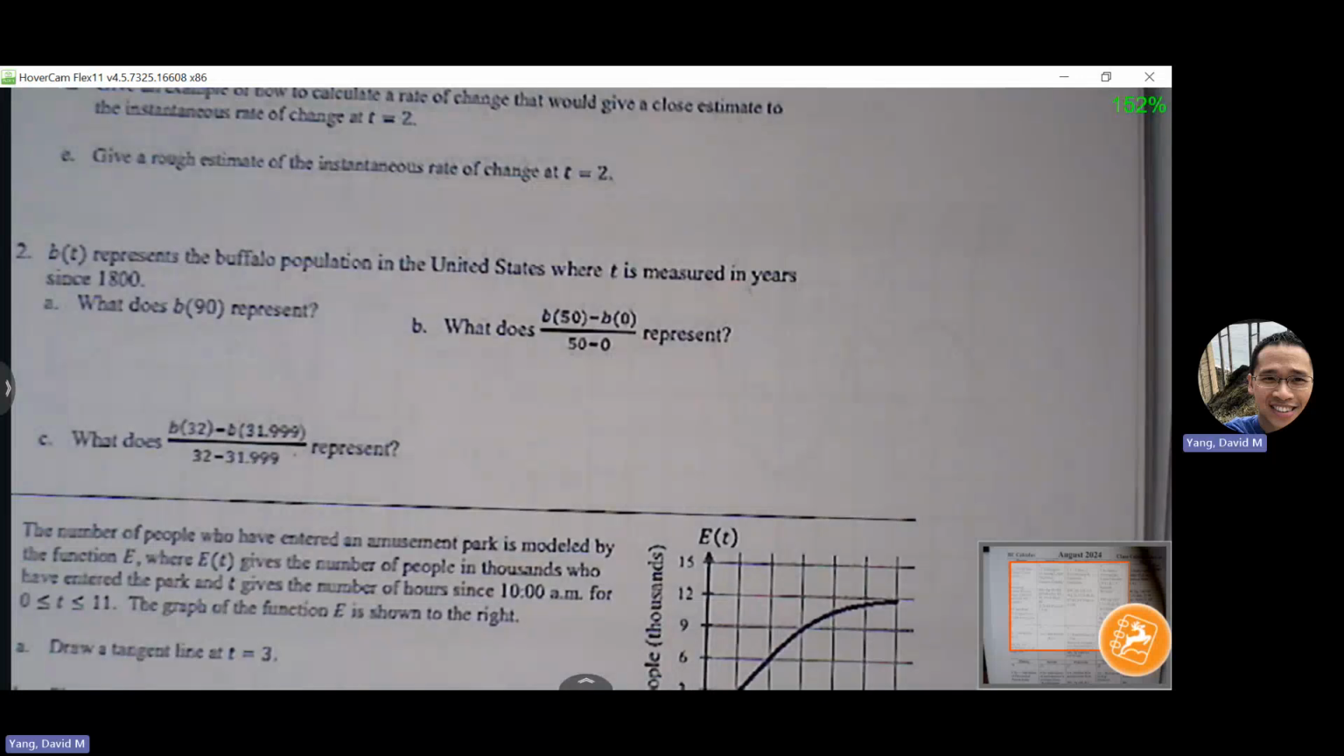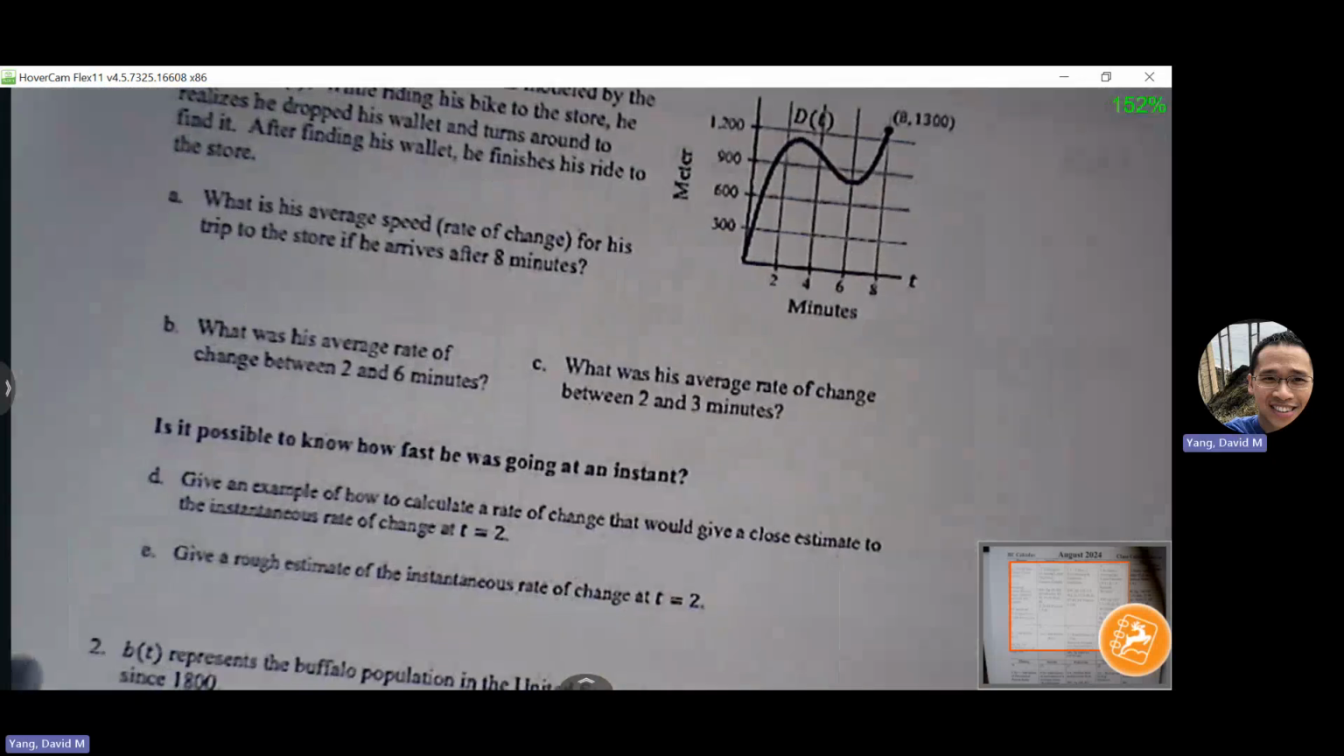Okay, bottom of the page is much the same, so let's skip that. Okay, let's talk about limits.